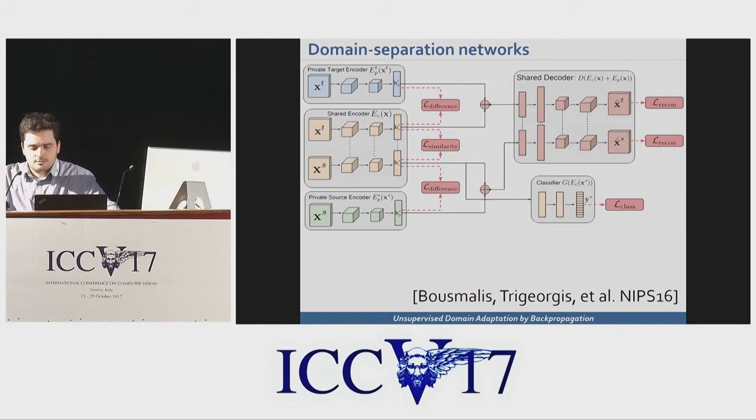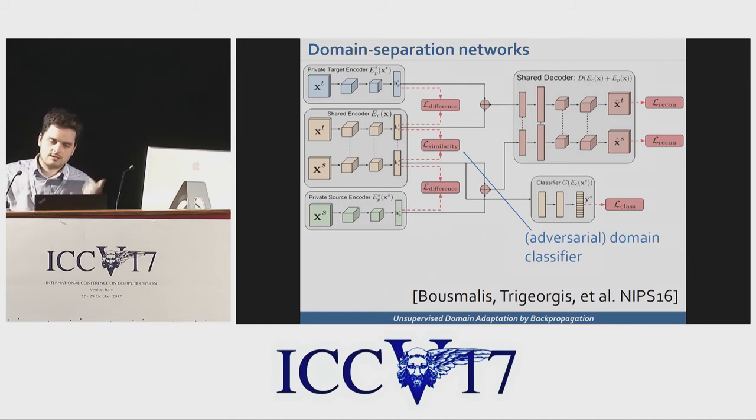Domain separation networks, presented by a Google group at last NIPS, went further. Here, they have a system which performs classification and reconstruction at the same time. And they train three different feature extractors, one which is shared between the domains, and the other two are not shared. They are domain-specific. And the shared decoder has to be able to reconstruct the original input data. And then there is an adversarial term, just as in the previous approaches, which ensures that the features extracted by the shared feature extractor have similar distributions across both domains. So that's inherited from the previous approach.